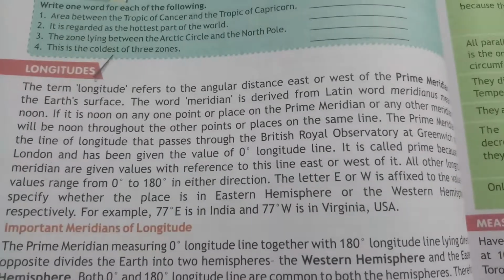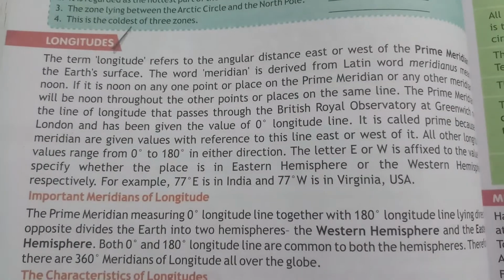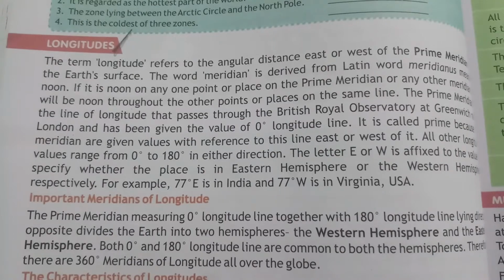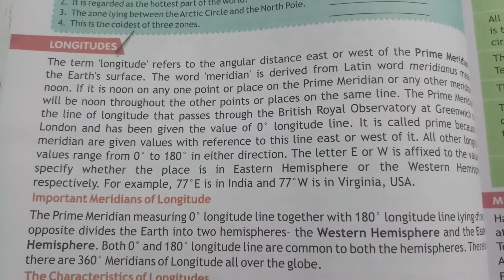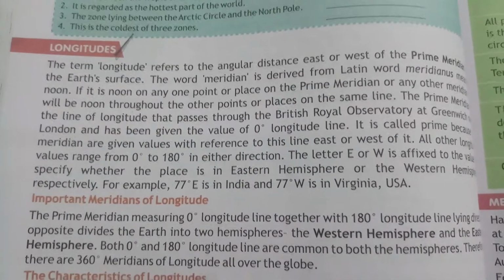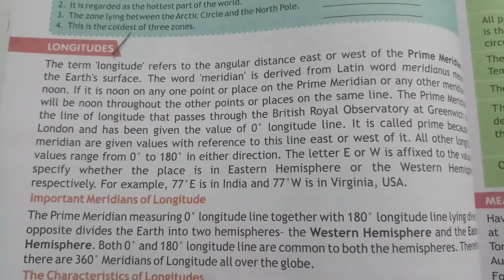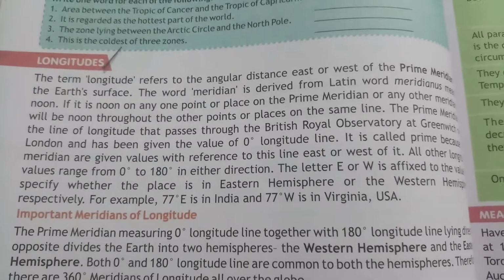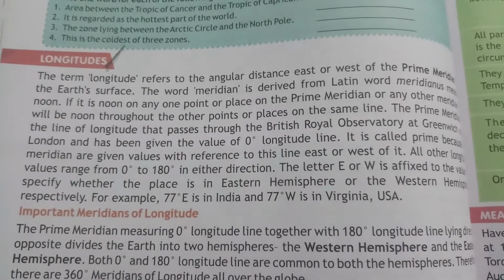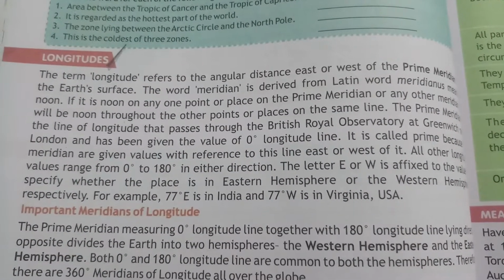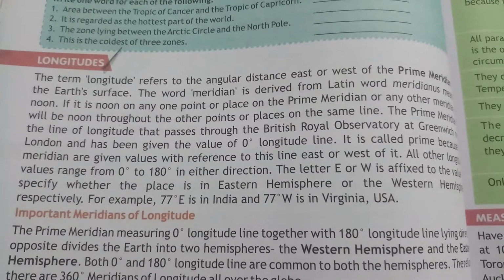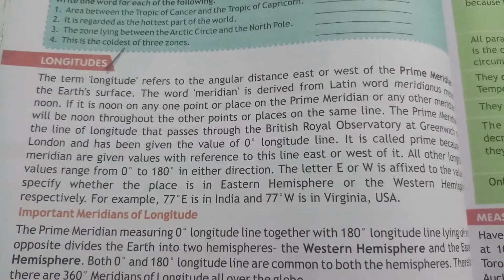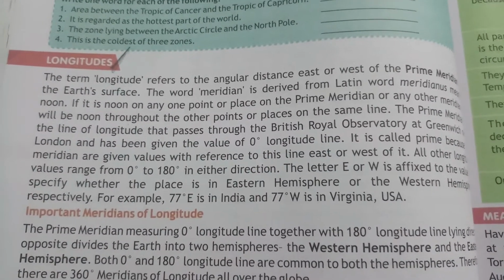All other longitude values range from 0 degree to 180 degree in either direction. Sorry, I translated wrong. So the values range from 0 degree to 180 degree in either direction. The letter E is east and W is west. The letter E or W is affixed to the value, especially to show whether the place is in the eastern hemisphere or the western hemisphere respectively.